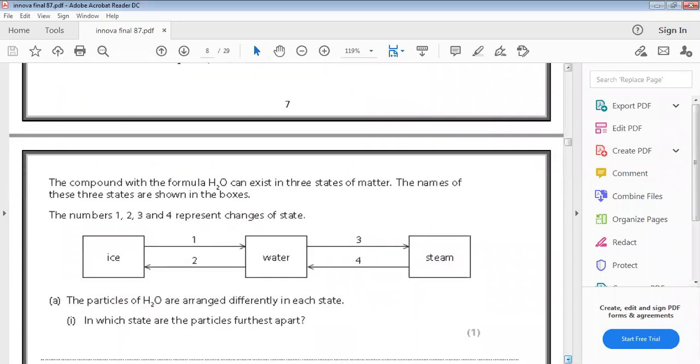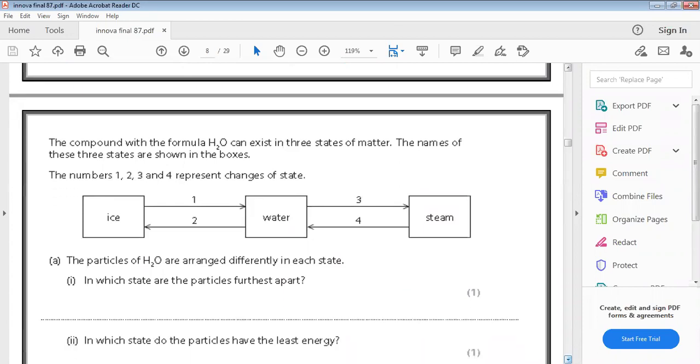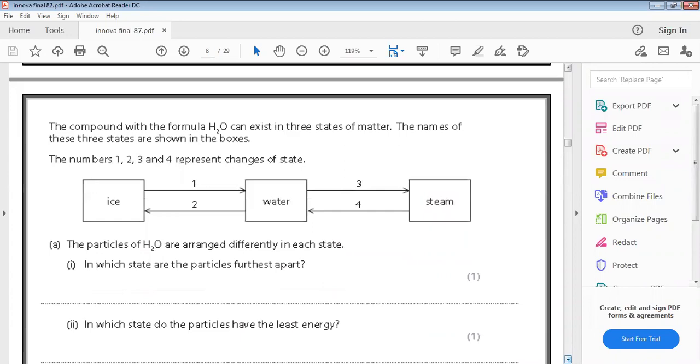Yalla, Mariam. First of all, you have to read the questions carefully because sometimes there are small tricks in the title of the questions. You can read it quietly and then answer. Okay, Mariam? You can just read the question only. For example, in which state are the particles further apart?